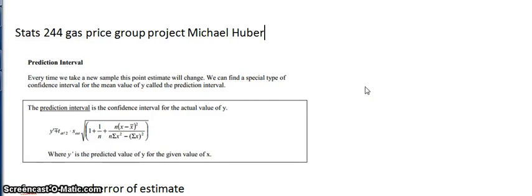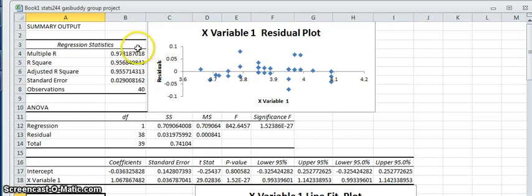Hi, I'm Mike Huber doing the STATS244 gas price group project with Will Renken and Jeremy Wood. I'm doing the prediction interval. To find the prediction interval, we're going to need to find some numbers from Excel. To do so, we need to go to ANOVA to find our standard error.